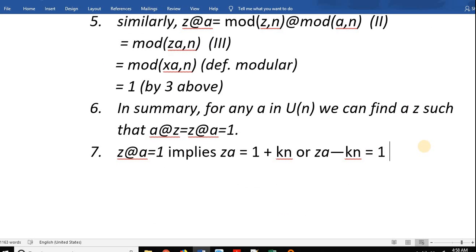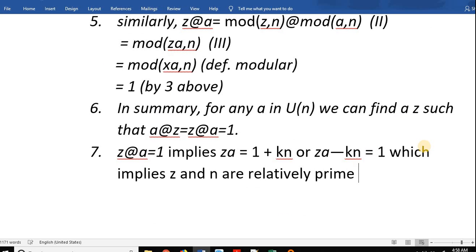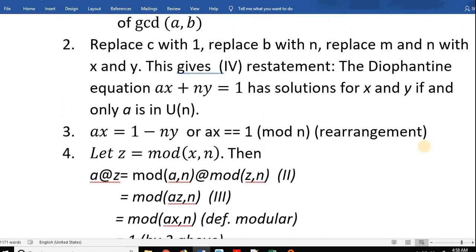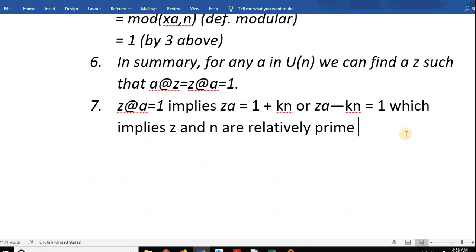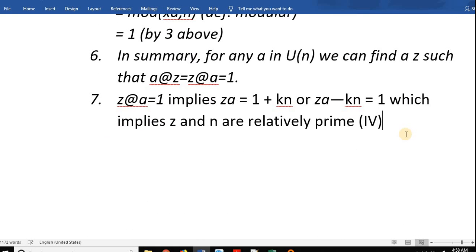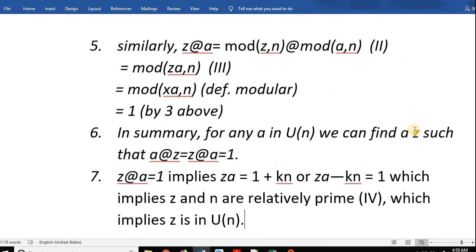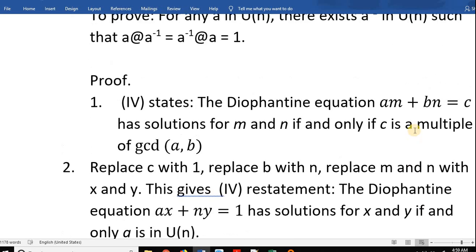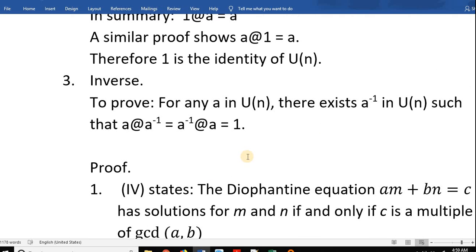Okay? And that's by statement, I guess it was statement 4, right? Let's make sure it's statement 4. Which implies z is in U of n. All right, so the argument may be a little rough around the edges. Let's backtrack and see what we have here and make sure each step is in order.